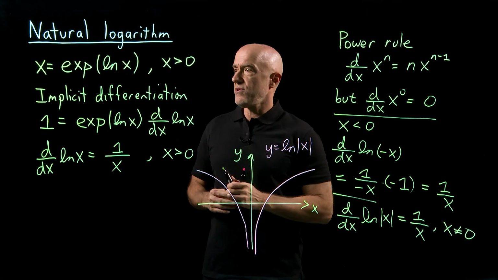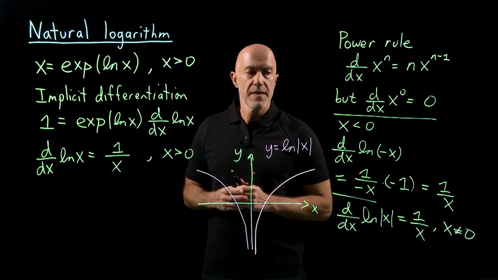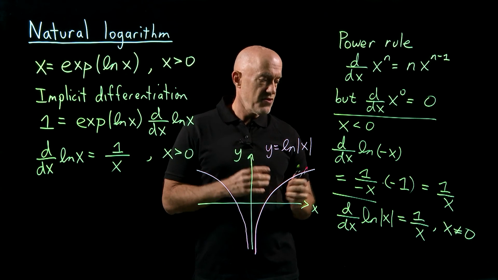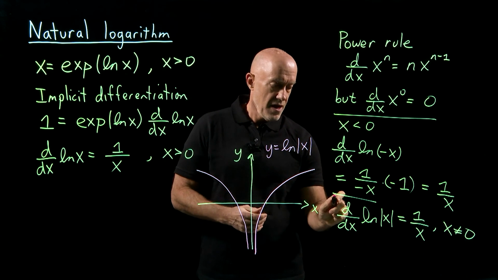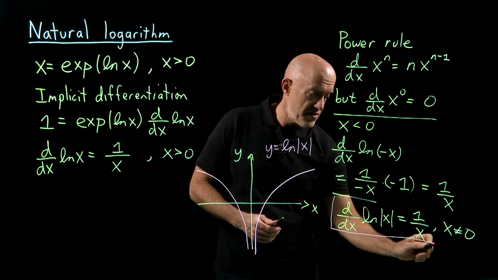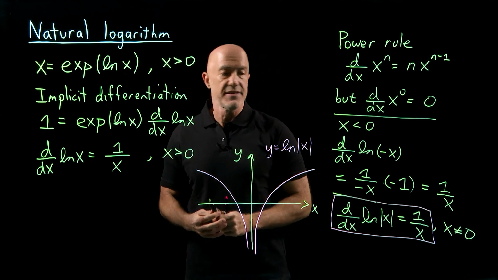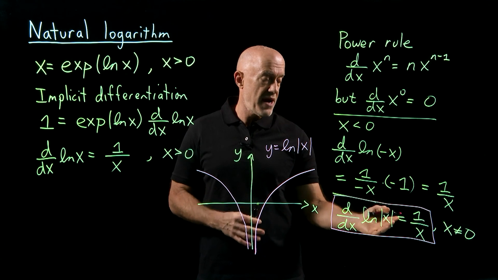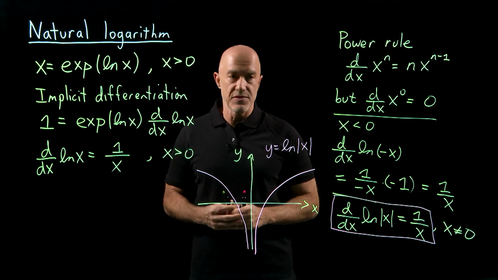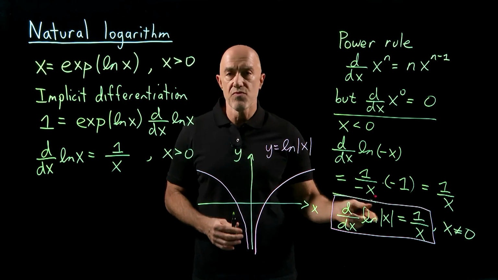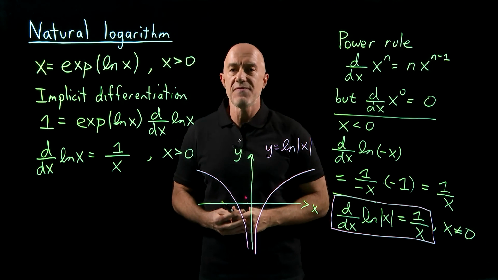So let's review. The main result here is that the derivative of the logarithm of the absolute value of x is equal to 1 over x. So if x is positive, then you can drop the absolute value sign. If x is negative, then you require the absolute value sign.